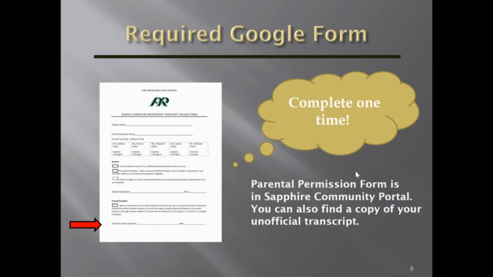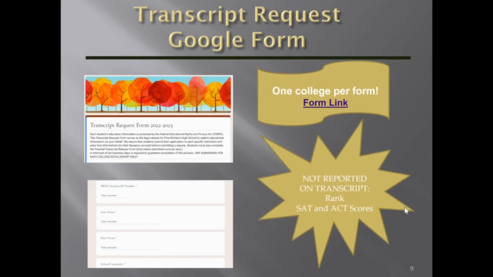And so we need a parental signature for each, a student and parental signature for each student. You only need to complete this one time. You don't complete it for each college. The other form that needs to be completed is the transcript request Google form. That form does need to be completed each and every time you apply to a college that requires your transcript.